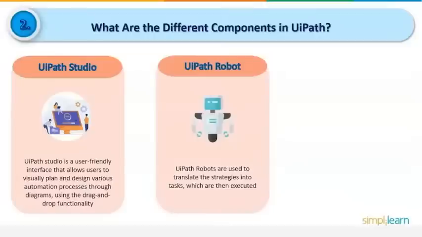UiPath Robot. After you have built your process, the next move is to put it into action from the UiPath Studio. UiPath robots are used to translate the strategies into tasks which are then executed. These robots are used to assign various tasks and carry them out in the same manner as humans but without human interference. When a given operation occurs on the computer, they program UiPath robots to begin executing tasks automatically.